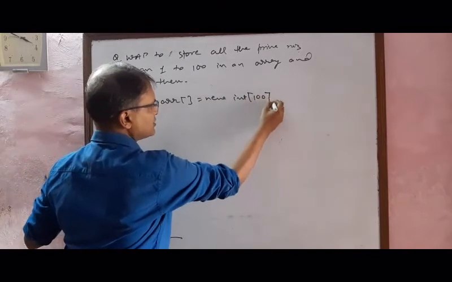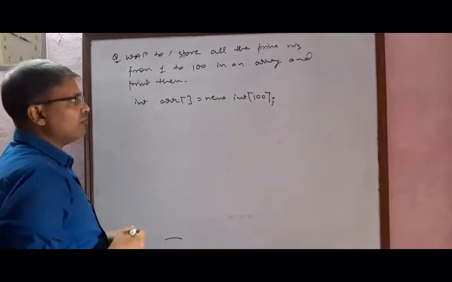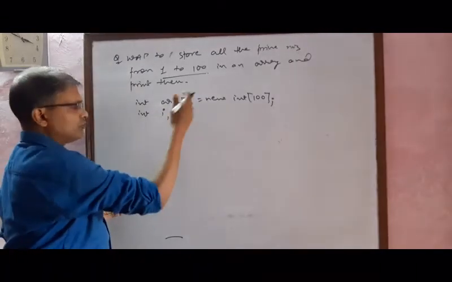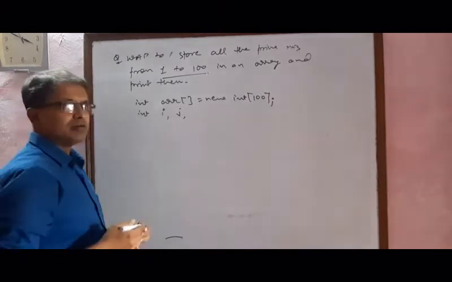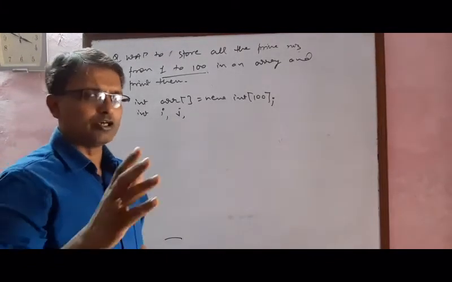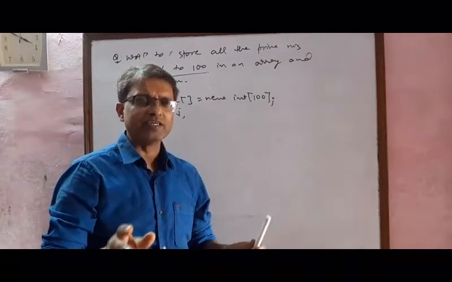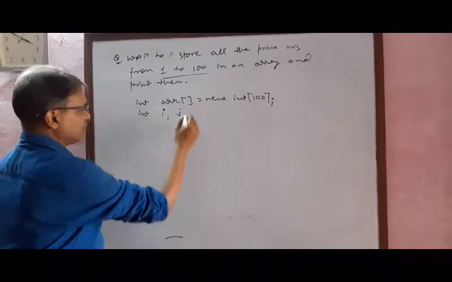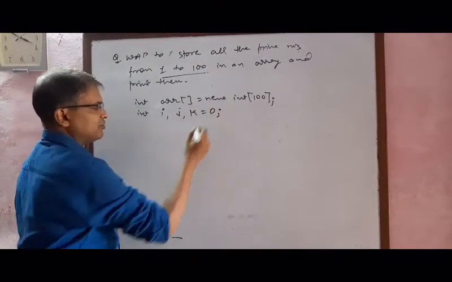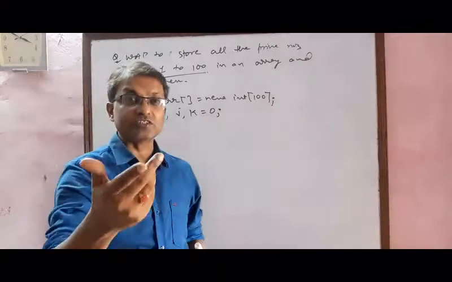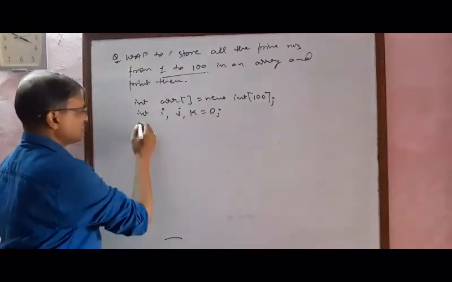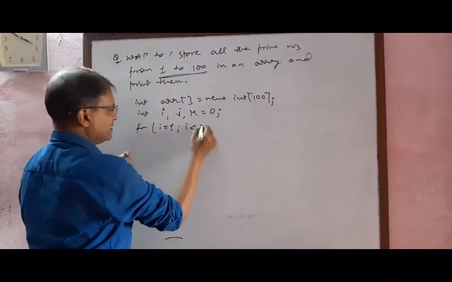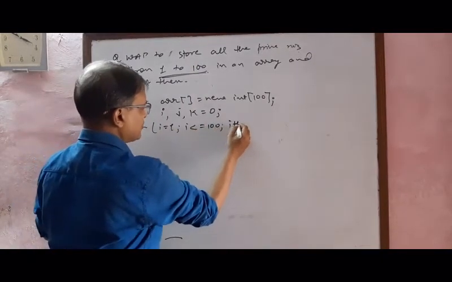Here we have to give the size. Now for 1 to 100 you have to declare a variable int i to run the loop and j to check the prime numbers. After declaring all the variables, I told you to declare one more variable for indexing of the array. So this time I am going to declare k, and it must be initialized with 0 because arrays always start with 0. Now start the loop for 1 to 100: for i equal to 1, i less than or equal to 100, i plus plus.